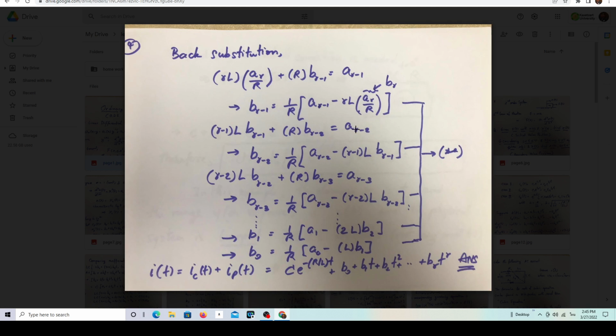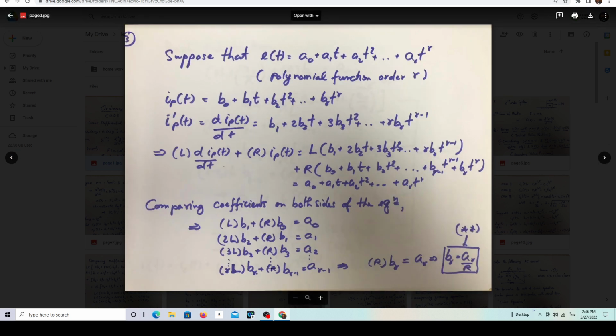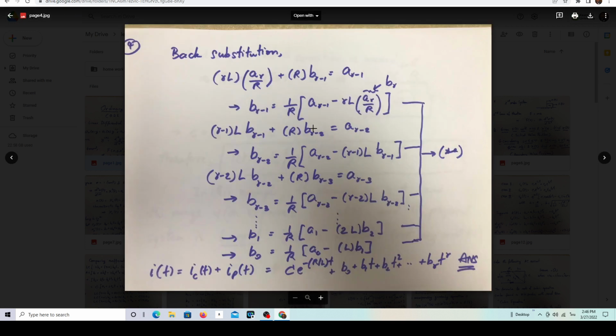a sub r minus 2 is equal to r, this one instead of r times L becomes r minus 1 times L, times b sub r minus 1, plus this one always constant. Look at the trend of this term. This one is r times b sub r minus 2. Since this is b sub r minus 1 and this is b sub r, the equation before becomes b sub r minus 1, this becomes b sub r minus 2. Then you can find b sub r minus 2 because you already know b sub r minus 1 by computing this. So you move it to the right hand side and put the bracket on it and then divide it by r.